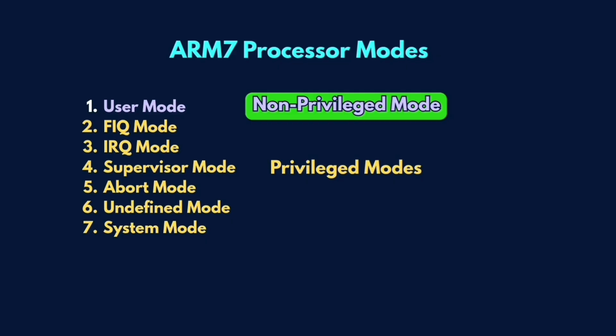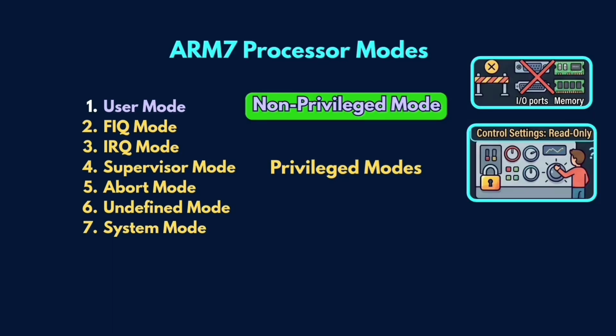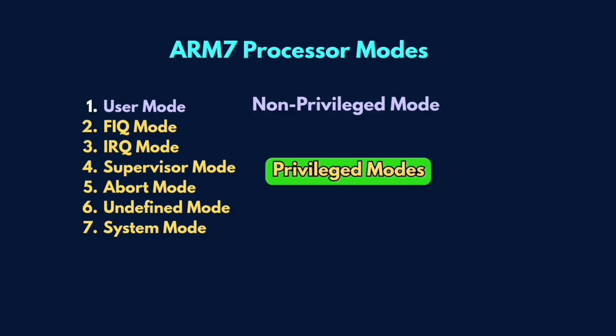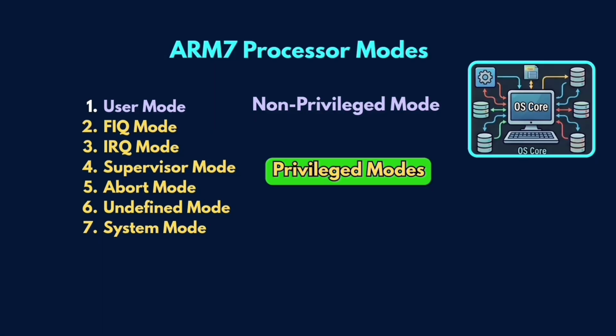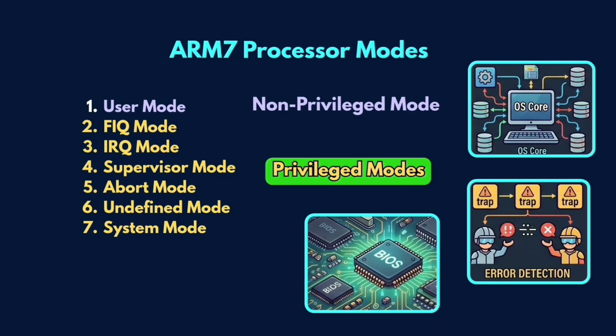This is where normal application programs run. In user mode, access to hardware is restricted. Critical control settings cannot be modified directly. It cannot directly enter privileged modes. All other modes are privileged modes. These modes have higher access rights. They are used for operating systems, exception handling, and low-level firmware.